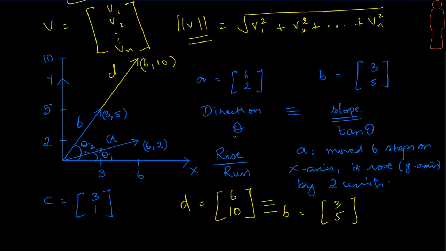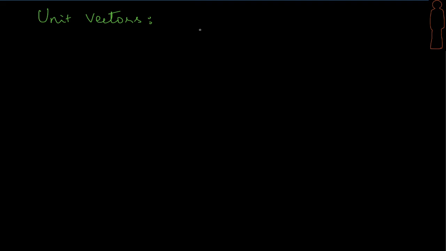Okay, so with this idea of vector direction and magnitude, let us proceed to the next topic where we are going to discuss what are called unit vectors. Unit vectors have a very simple definition. Any vector whose magnitude is 1 is termed a unit vector, right? So let's take some examples.